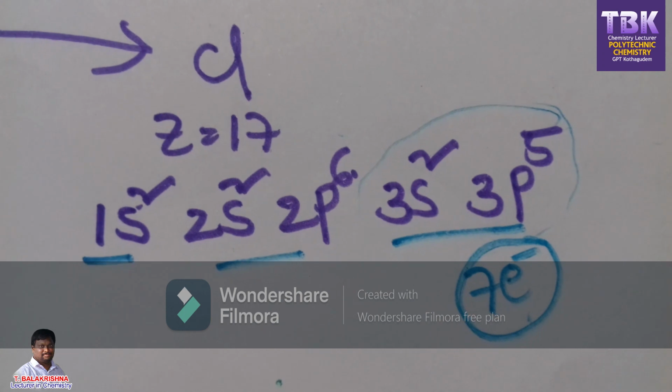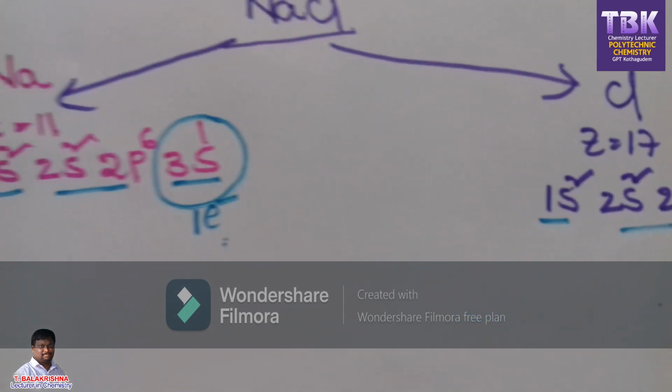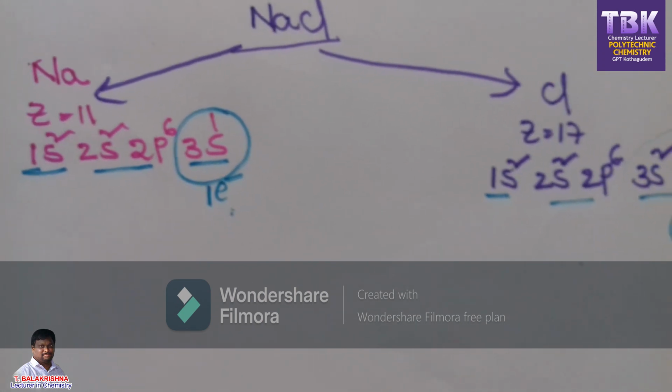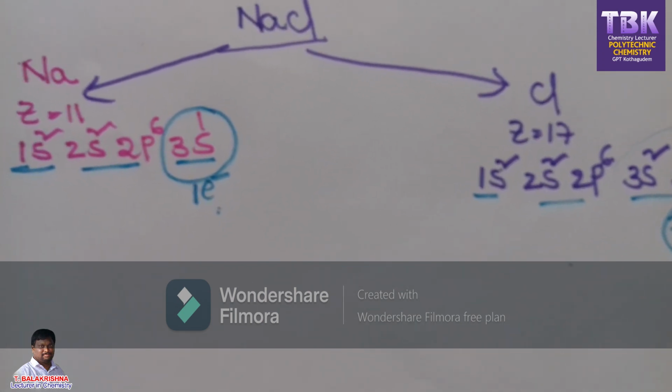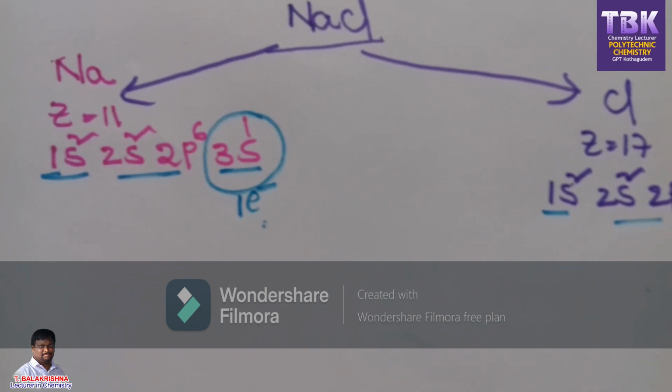Is it stable according to the octet rule? It is unstable because it has 7 electrons. So both these atoms are unstable when present in the individual state, so they try to participate in chemical bonding by attaining 8 electrons in the outermost orbit.